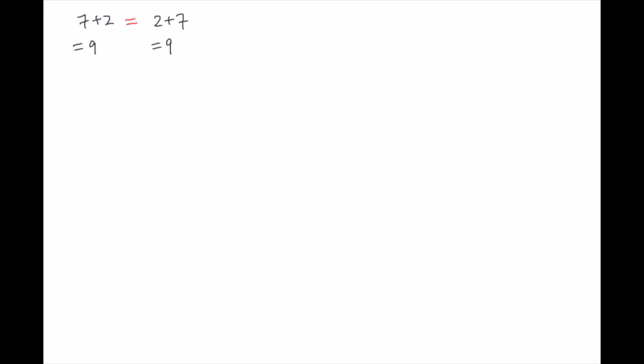So another example about subtraction. 7 minus 2, 2 minus 7. On the left side equals 5. On the right side equals negative 5. So we can see the two sides are not equal to each other.